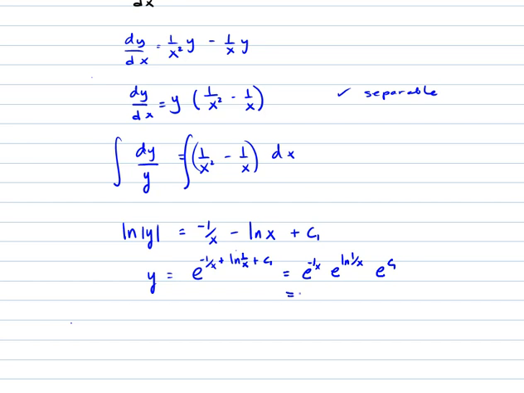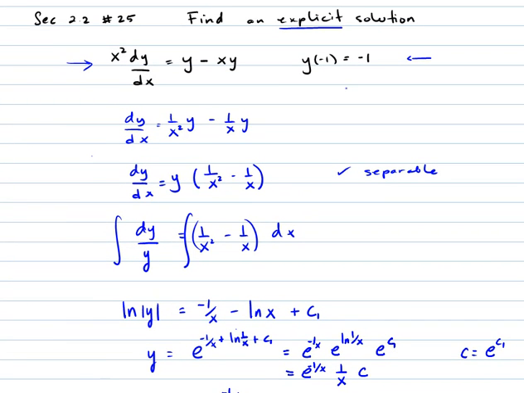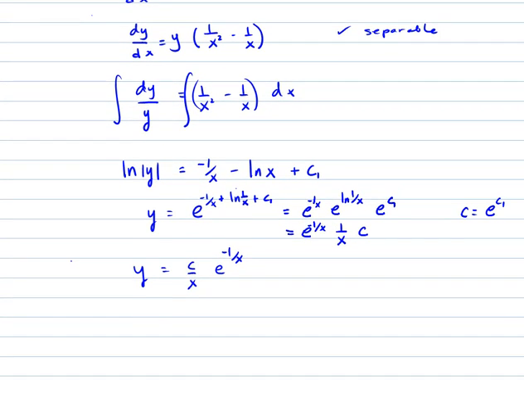So then this is the same as e to the minus 1 over x. Here I get 1 over x, and here I'm going to go ahead and call c the quantity e to the c1, which is another constant. So there's my constant c. Finally, y is equal to c over x e to the minus 1 over x. But we do have an initial condition. I'm going to scroll back to it. It's y of negative 1 equals negative 1. So that should allow us to figure out what c is.